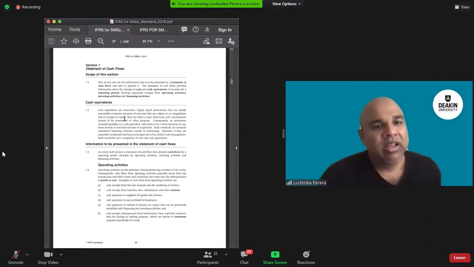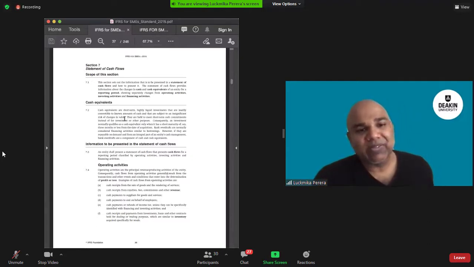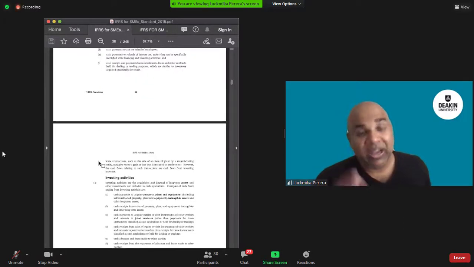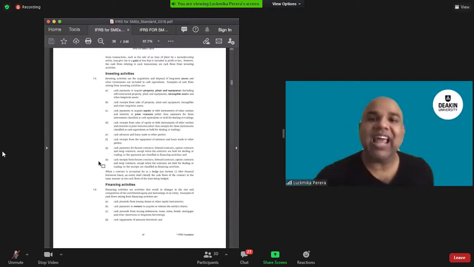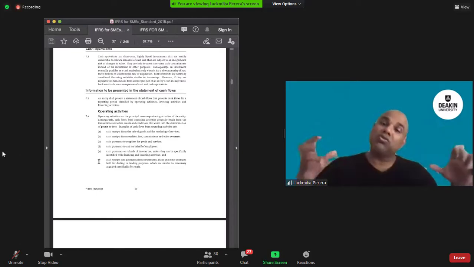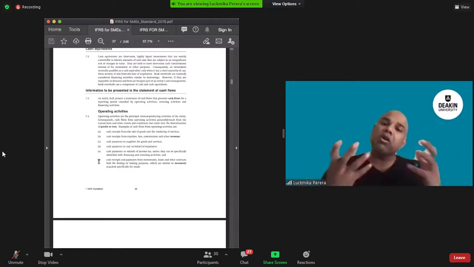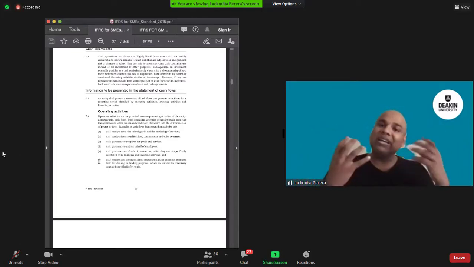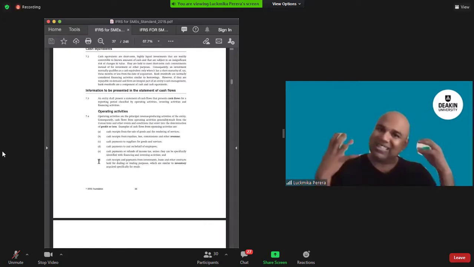Okay. Information to be presented in the statement of cash flows are operating activity statements, investing activity statements, and financing activity statements. So operating activities talks about your actual cash flows from operations, meaning the company operations, meaning what the company does at its core. What is the company about?